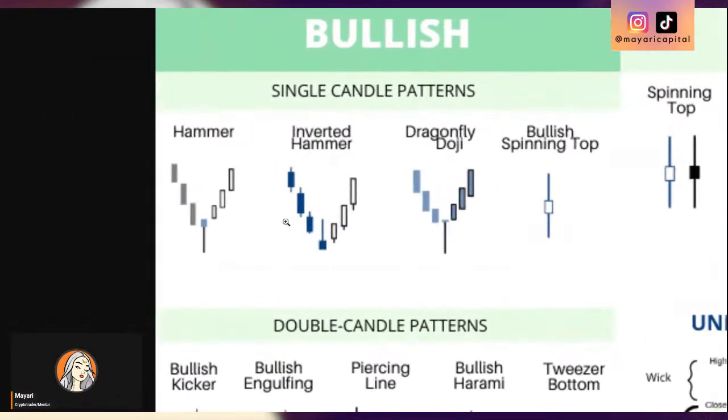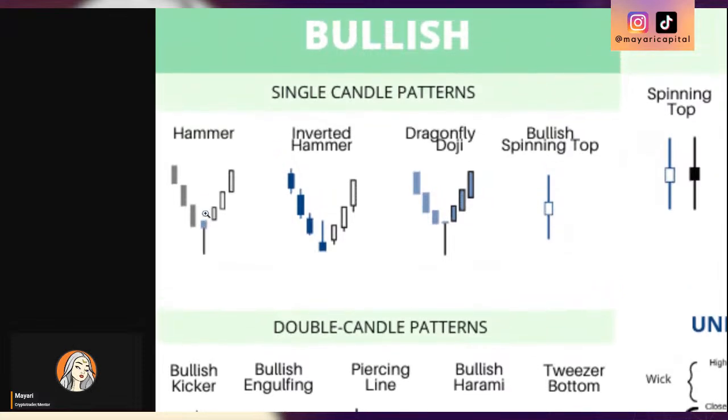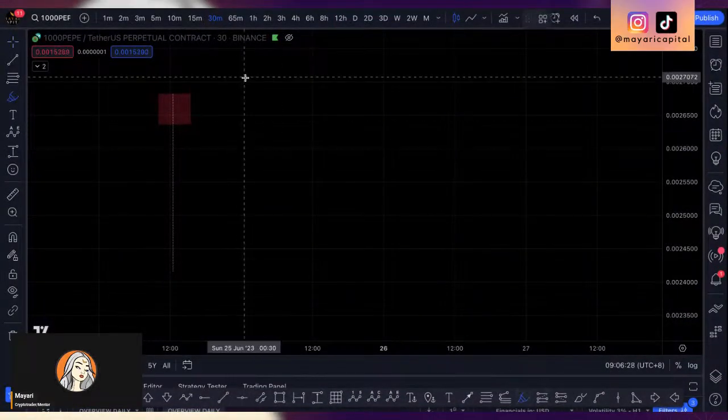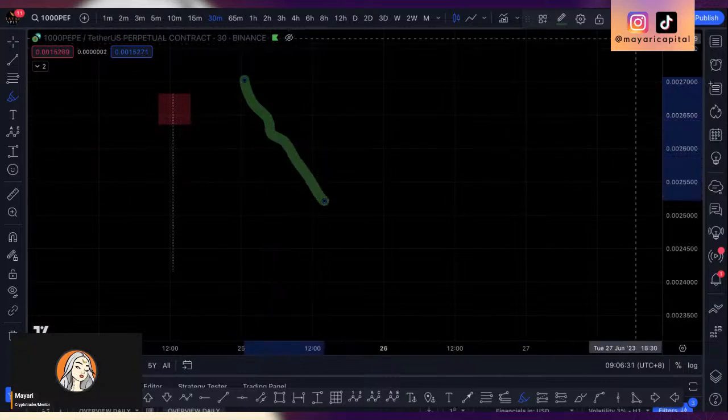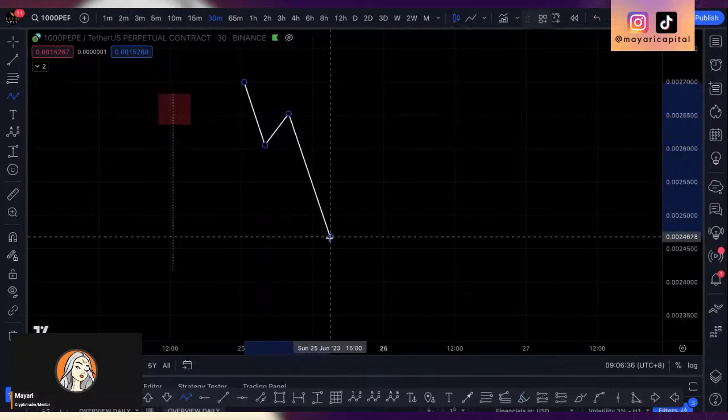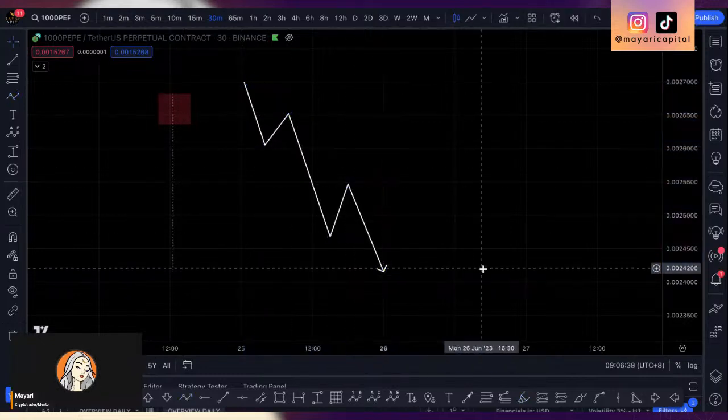So, inverted hammer, going back. The hammer earlier, the standard one, is bullish. Now we have the inverted hammer under the bullish section. If you can see, we have candles going down, down, down. This indicates that the market is in a downward movement. Right here, we are moving down. So now we are currently in a downtrend.